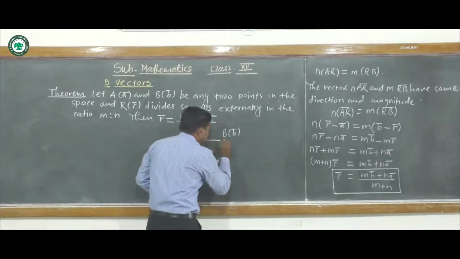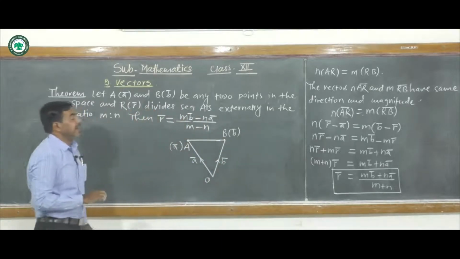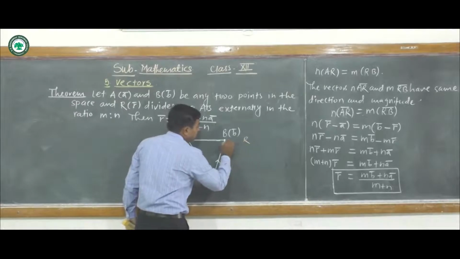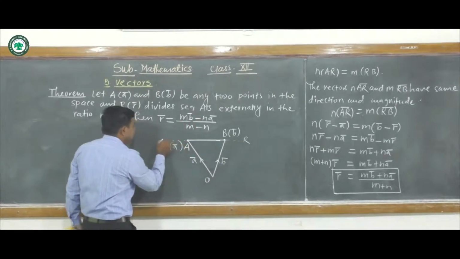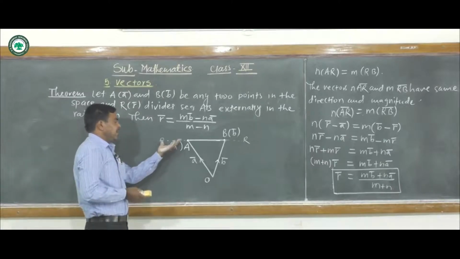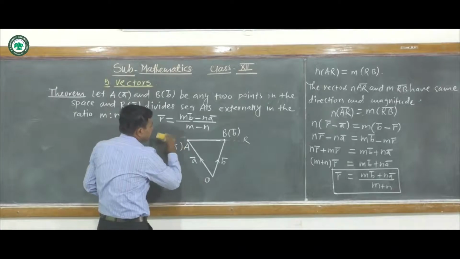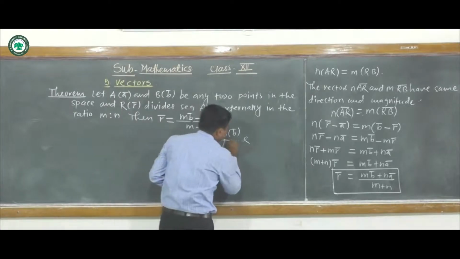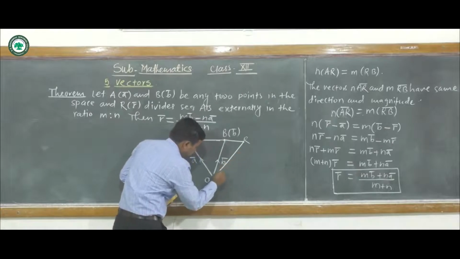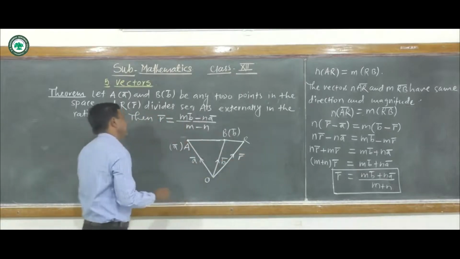This is segment AB, and this segment AB is divided externally, means your point R may be here like this, or your point R may be here. If it divides externally, it is either here or here. Suppose we consider the point R is here. And this position vector of the point R is small r bar.